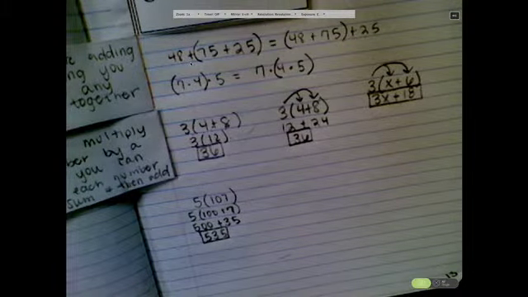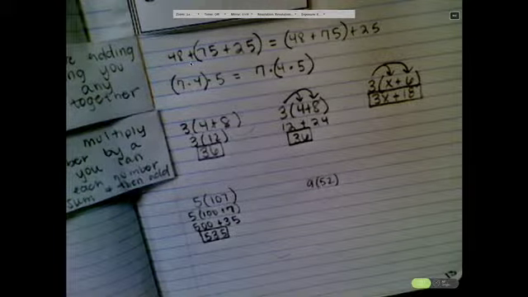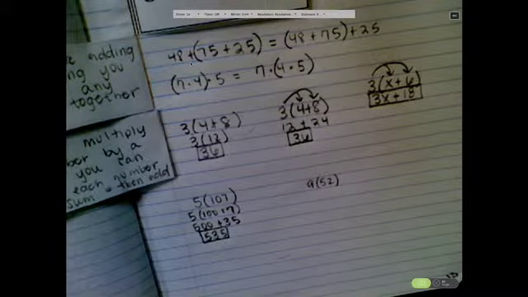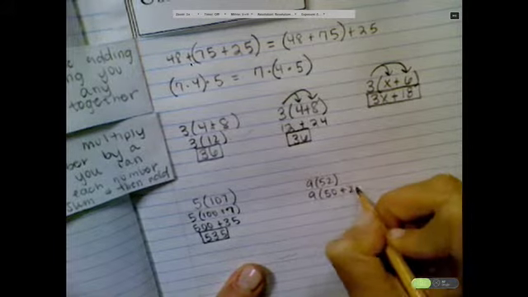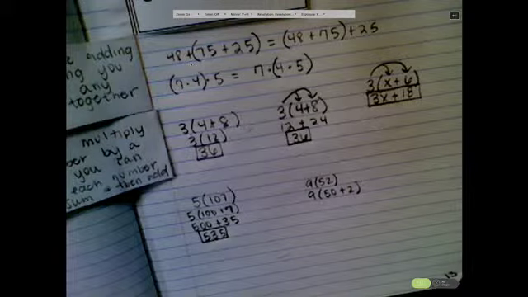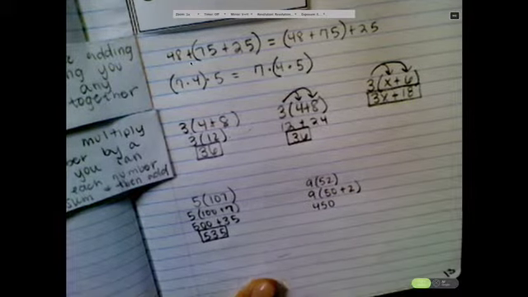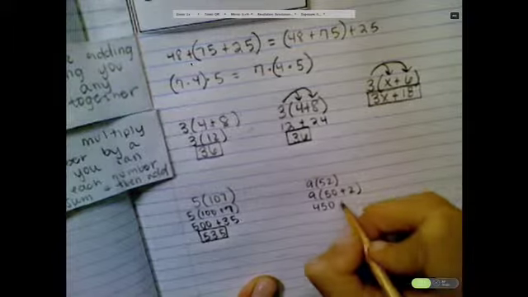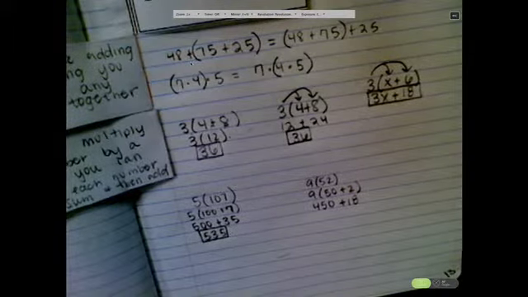Here's one more example like this. 9 times 52. So how could I break apart 52? Good. So I'm going to do 9 times 50 plus 2. 9 times 50, 9 times 2, and then 450 plus 18.